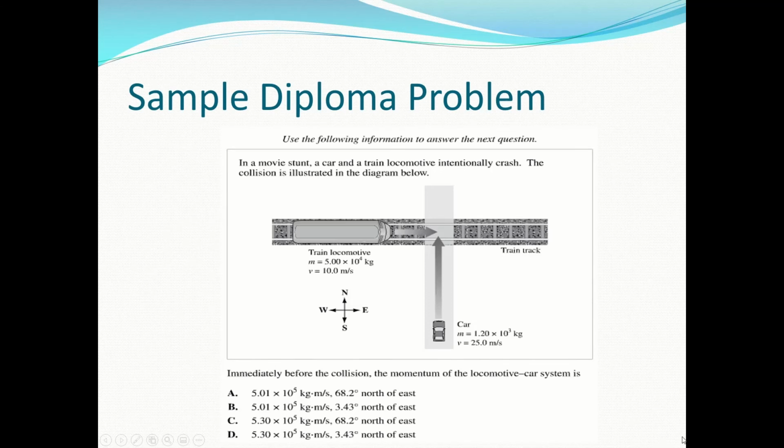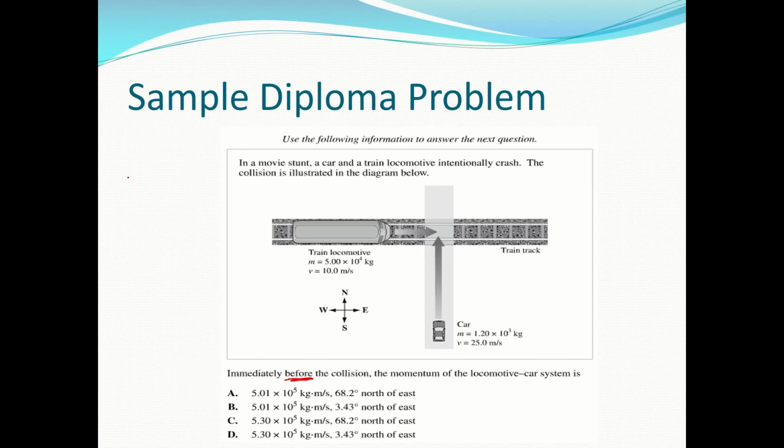Okay, so let's try a couple sample diploma questions. So pause it. Make sure you try these before you see me do it. So in a movie stunt, a car and a train are unintentionally crashed. The collision is illustrated below.